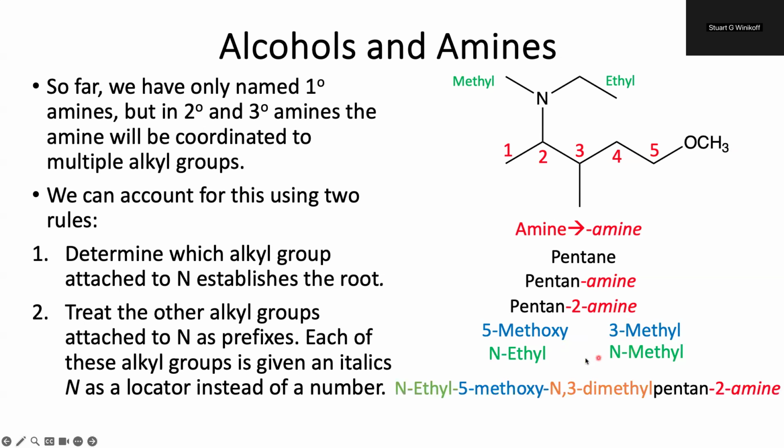So when I name this, I start with that N-ethyl, then I go to that 5-methoxy. Again, that O just sneaks out ahead of the M. And then I name this as a dimethyl species because I have 2 methyl groups. One's located at the N position, one at the 3 position. And then I finish with the root name pentan-2-amine.